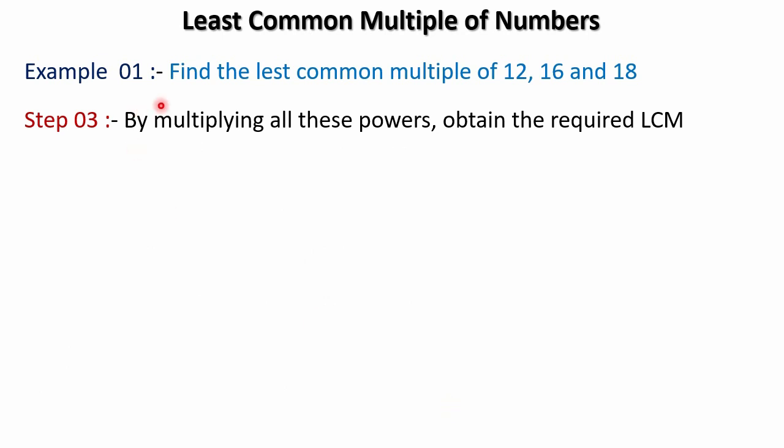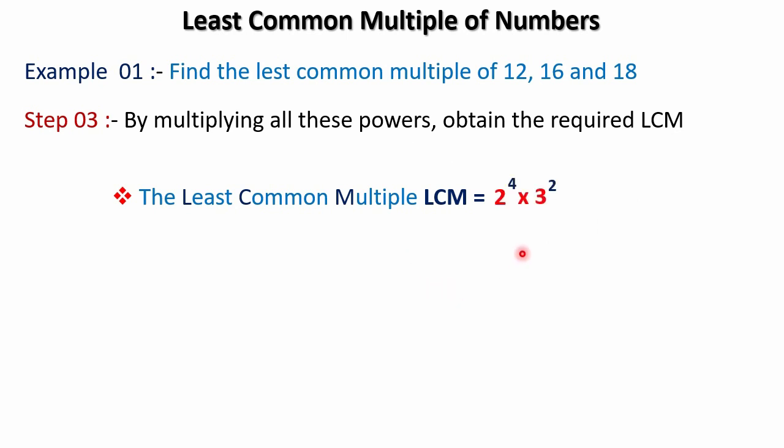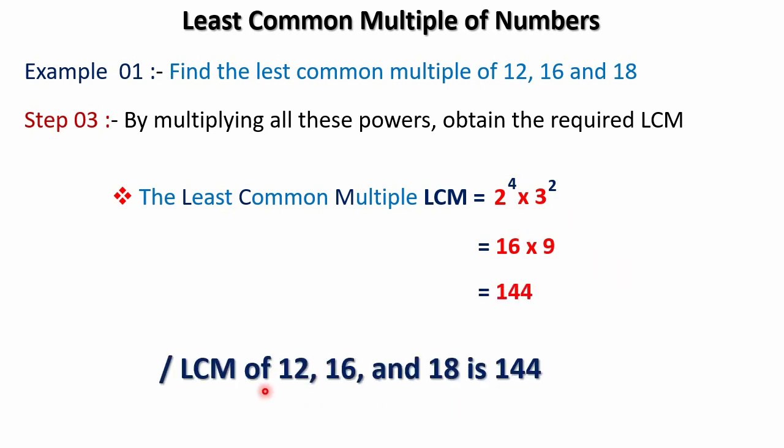So third, multiply all these powers to obtain the LCM. That is what we're going to do now. So LCM equals, as I said, 2 to the power 4 into 3 to the power 2. That is 16 into 9. So the final answer becomes 144. Therefore, the LCM of 12, 16 and 18 is 144. I hope that you got the basic idea.